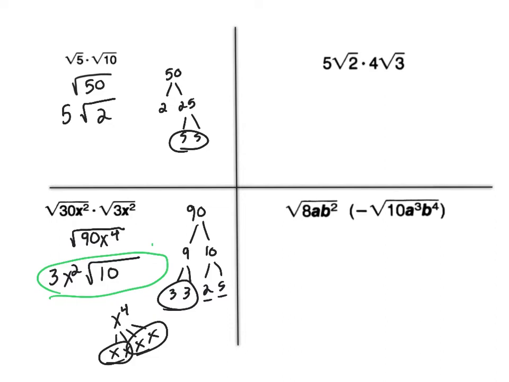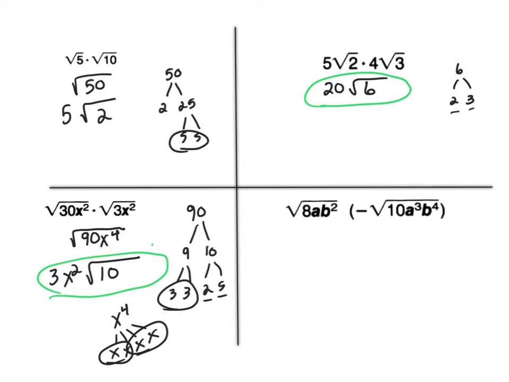Moving on to the next one, I have 5 root 2 times 4 root 3. The coefficients, 5 and 4, we're going to multiply those together. The radicals, we're also going to multiply those together. So that gives me 20 square roots of 6. And just to show that we can't factor it down any further, 6 is 2 and 3, no pairs. So the answer just stays 20 square roots of 6.